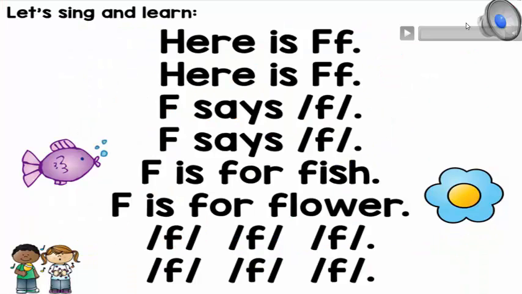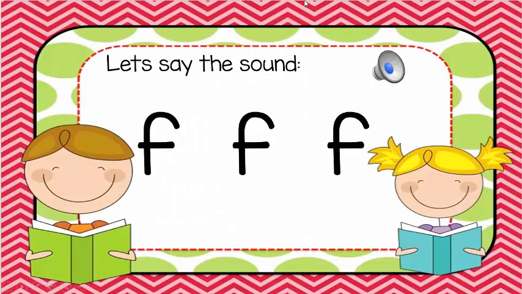Let's sing and learn. Here is F, here is F. F says f, F says f. F is for fish, F is for flower. F is for fish and F is for flower. Let's say the sound together.